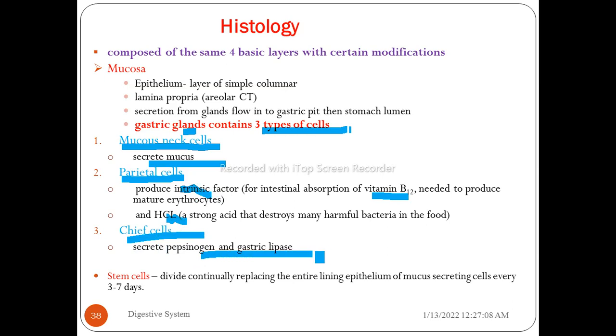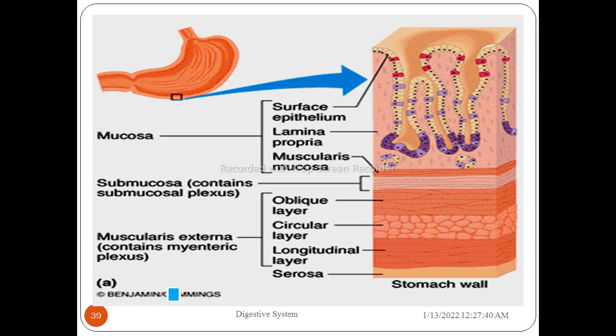There are also other cells called stem cells. Stem cells divide continually and replace the entire lining of epithelium, the mucus secreting cells, every 3 to 7 days. So the epithelium of the mucosa will be replaced by stem cells every 3 to 7 days. So the gastric glands found in the mucosa have 3 types of cells: mucous neck cells, parietal cells, and chief cells. Let me show the shapes.